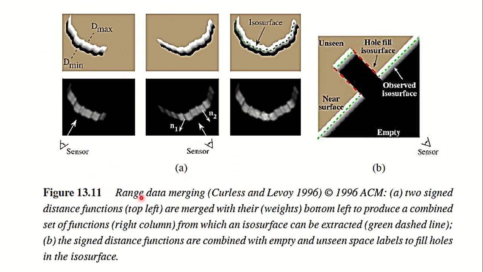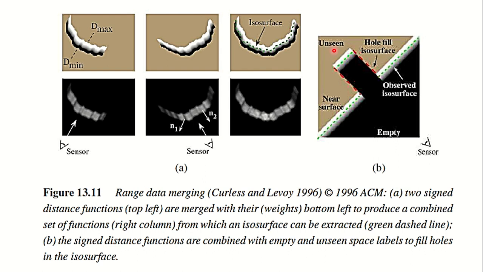The picture shows the range data merging. We have two signed distance functions, the topmost left and the bottom left, that are merged with their weights. Now it's merged with the weights, and it produces a combined set of functions, from which an iso-surface can be extracted. This is shown as the green dashed line in between, and this is called the iso-surface.